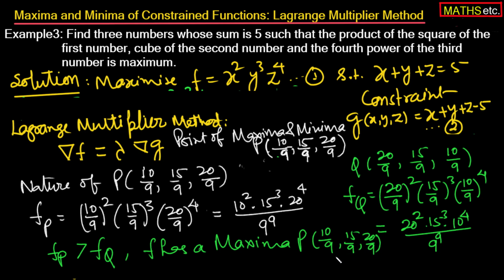So we have f has a maxima at point P with coordinates 10 over 9, 15 over 9 and 20 over 9, right? And what was the question? Find three numbers whose sum is 5 such that the product of the square, okay? So the three numbers which satisfy the conditions given in the problem are: x is 10 over 9, y is equal to 15 over 9 and z equals 20 over 9.